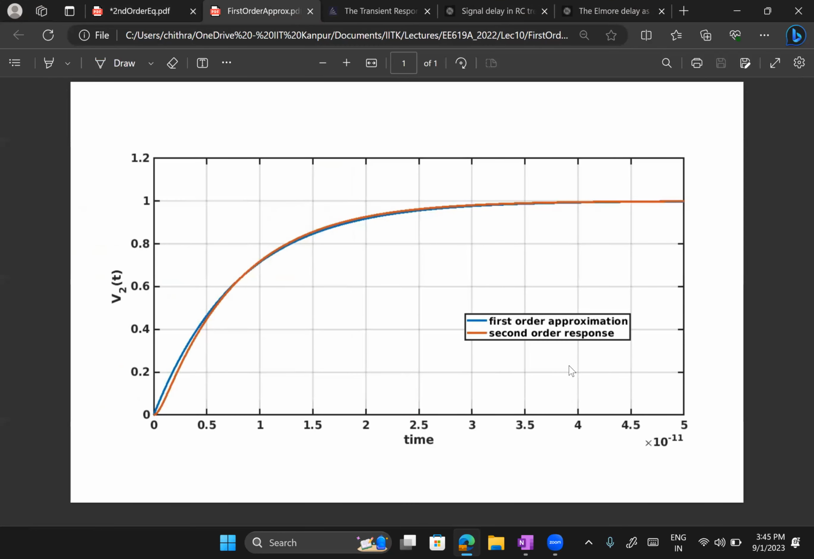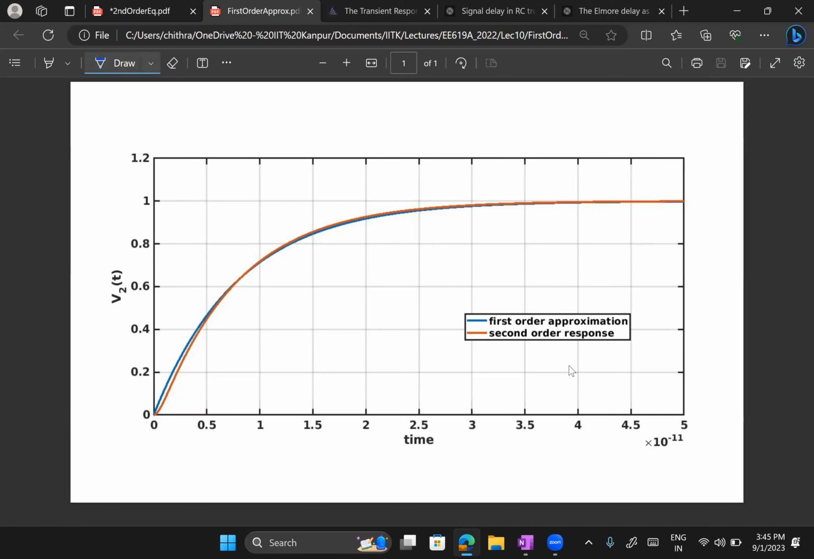So the curve here in red is the step response for the second order system we have been dealing with, R1, C1, R2, C2. The curve in blue is the first order approximation. So it's VDD into 1 minus e power minus t by tau, where the tau is the Elmore delay. And you can see that both of them match reasonably well, right? So you'll make some error. You might overestimate or underestimate the actual tau, but it still gives you a reasonable approximation to work with.